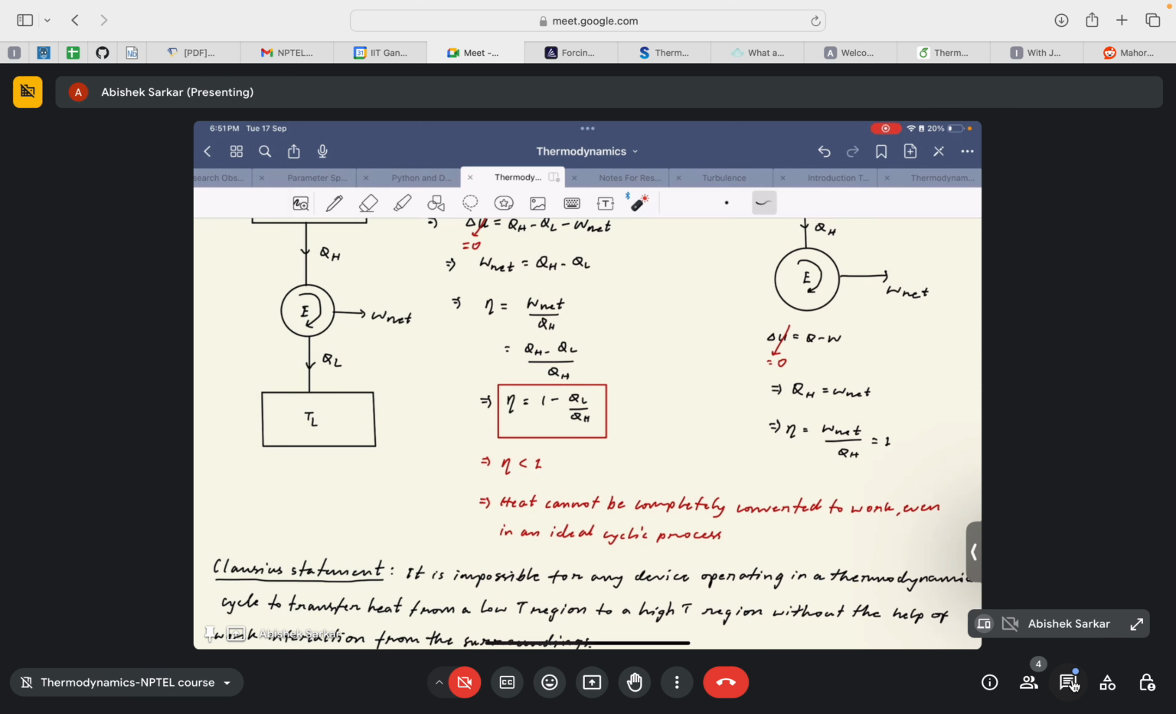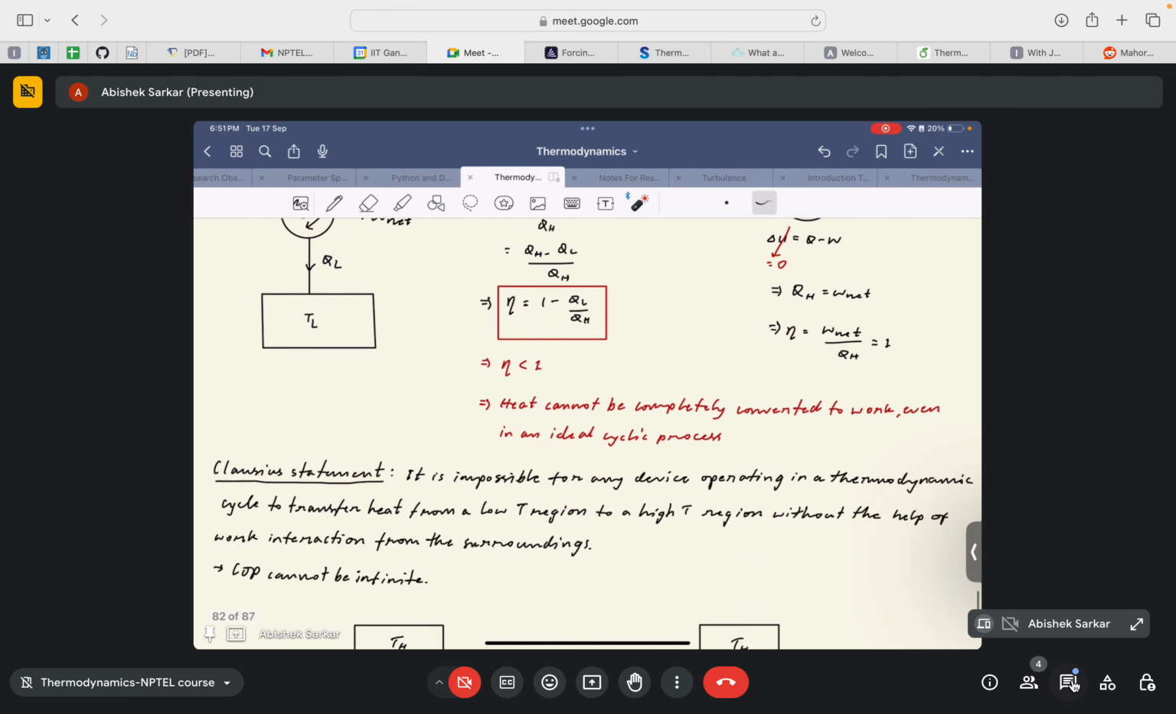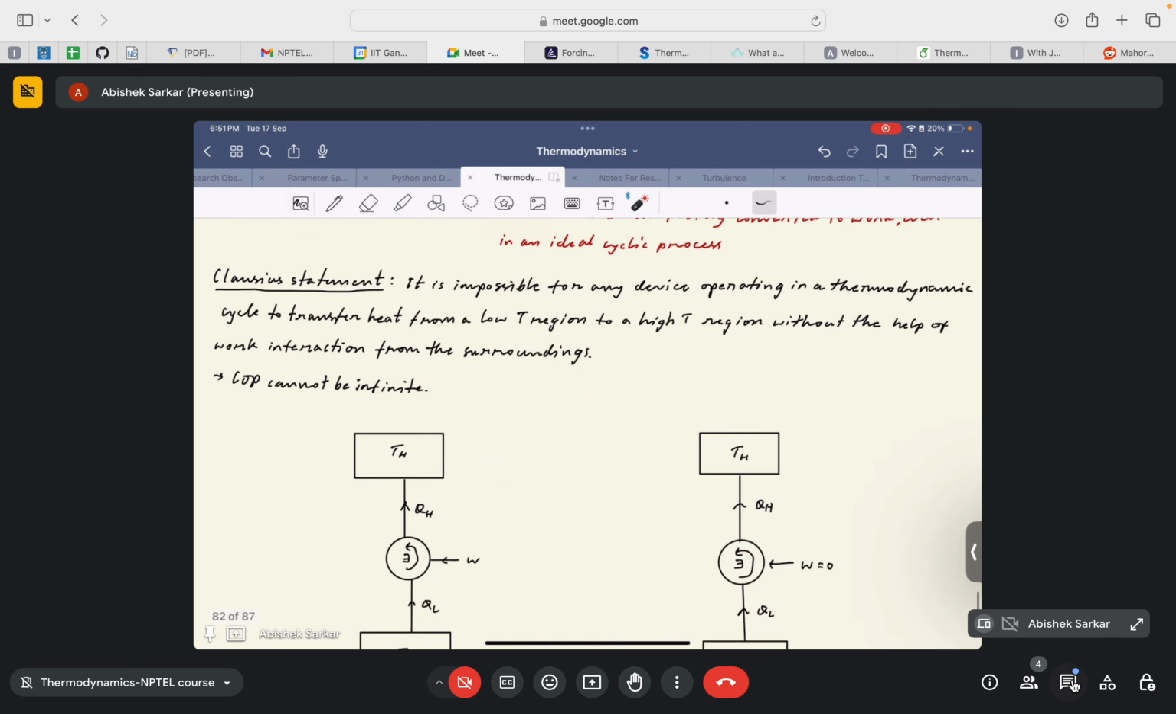Okay, it can be converted completely into work only when we use a PMM2, which is again an imaginary machine. But work can be completely converted into heat. Why? Because, as we'll eventually discuss, work is a high grade form of energy, and this work can be completely converted into heat, but the vice versa is not possible because heat is a low grade form of energy.